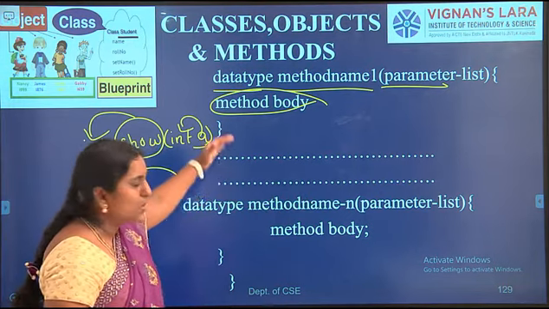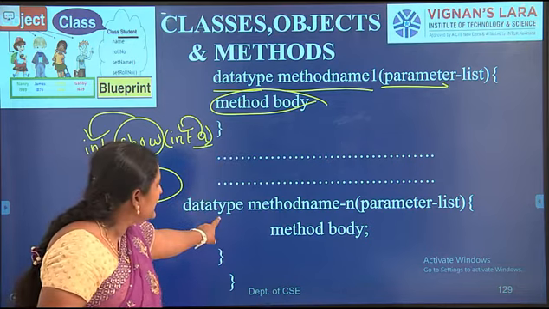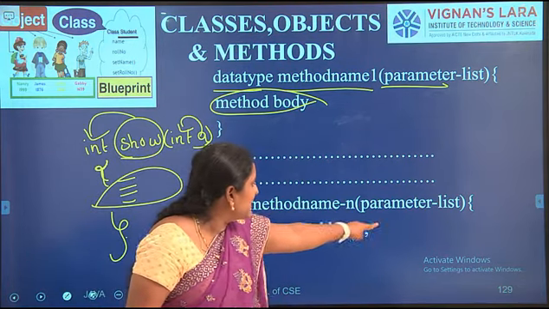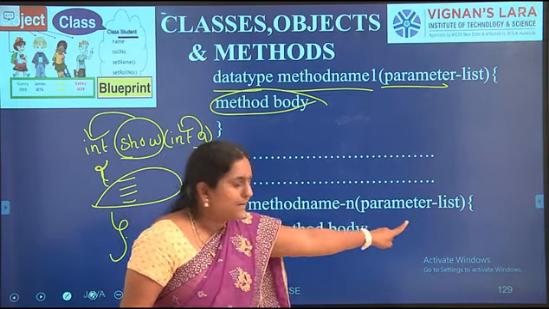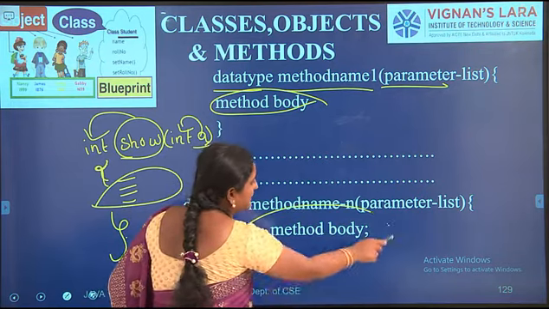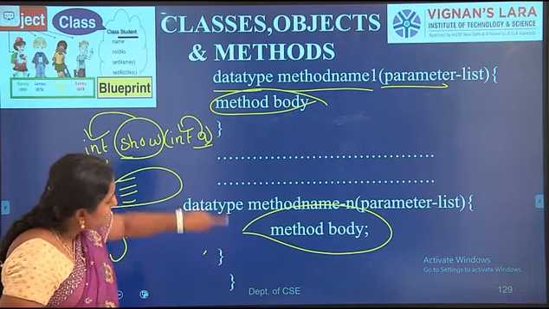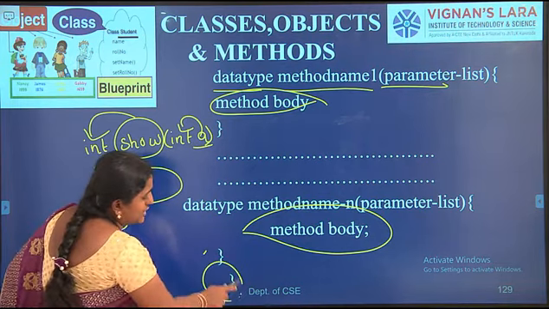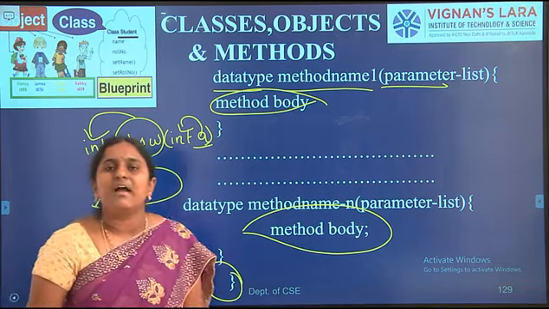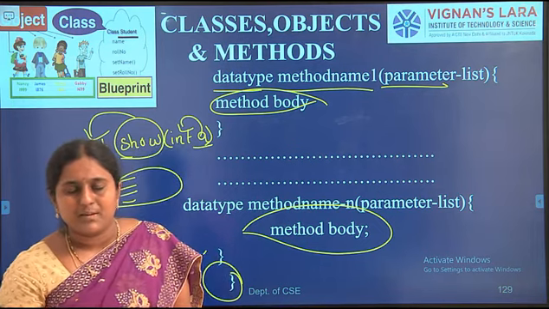And so on, we can define any number of methods, each with a data type, method name, and parameter list. We open the curly brace, define the body of the method, and close the curly brace. Finally, we close the class body. This is the syntax for defining a class in Java programming.